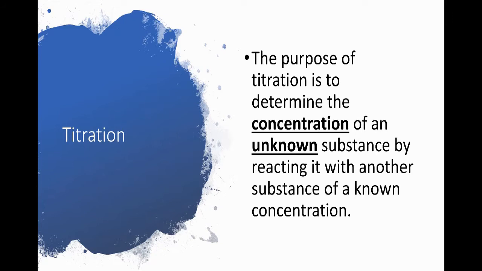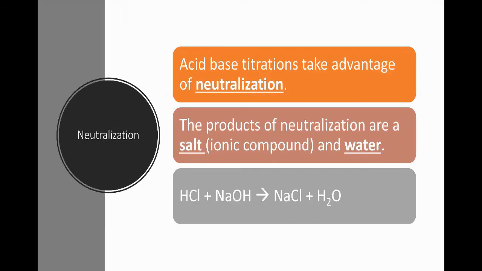The way we'll determine that is by taking the unknown and reacting it with something that is known. So we're going to have two main chemicals involved, one that's unknown, one that's known. Now, when you're doing this process with acids and bases, this takes advantage of the neutralization process. When you neutralize an acid with a base, you typically form salt and water. Now, the salt can vary. The salt is just any ionic compound. It doesn't have to be sodium chloride. And then water is consistent.